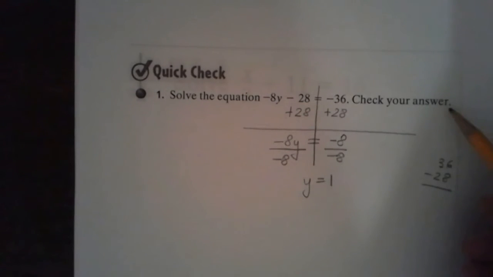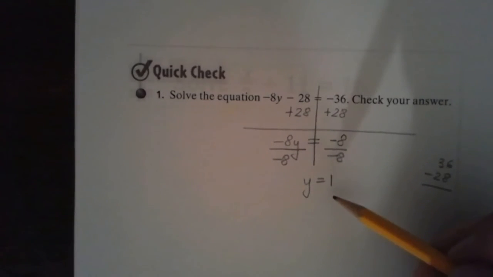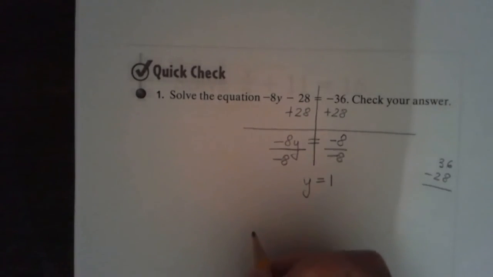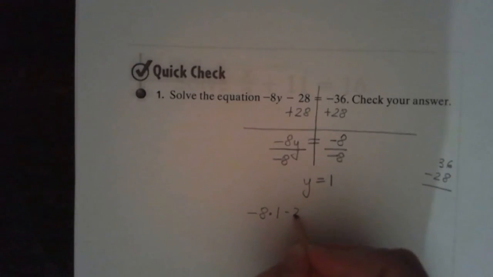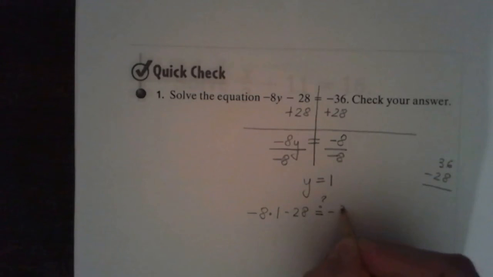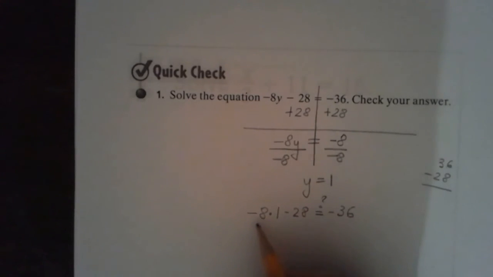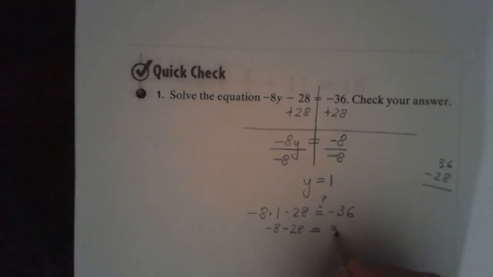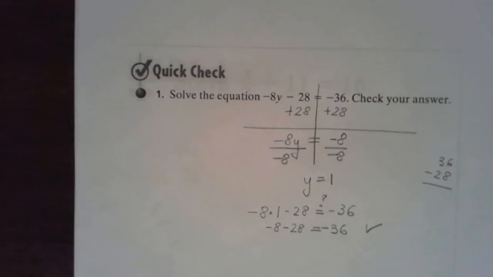This one says check your answer, so let's check. If my y is 1, I can plug it back into the original equation. So negative 8 times 1 minus 28, is it negative 36? Well, let's check. Negative 8 times 1 is negative 8 minus 28. Yes, it is negative 36. Therefore, I solved my equation correctly.